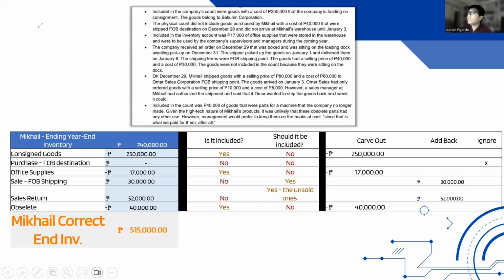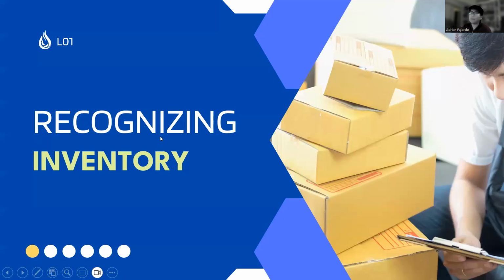So with that, we're done with our first major topic, inventory inclusion. So my suggestion is, if you're watching this at home, take a break muna and then redo that item again, right? So now we go to recognizing inventory or our cost flow assumptions.